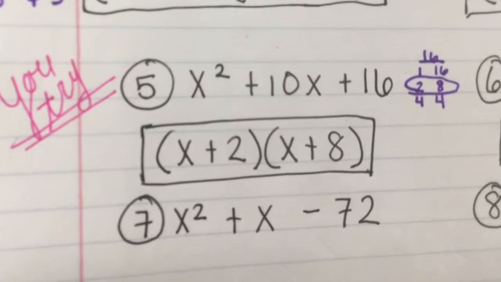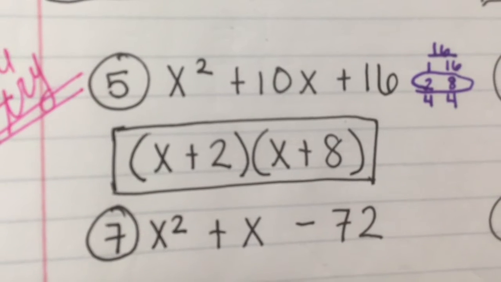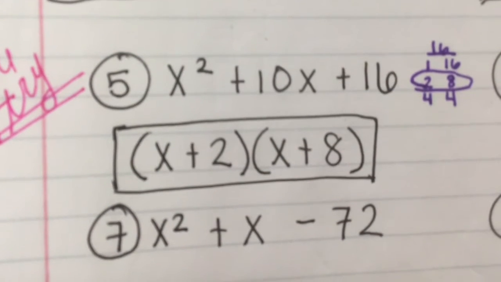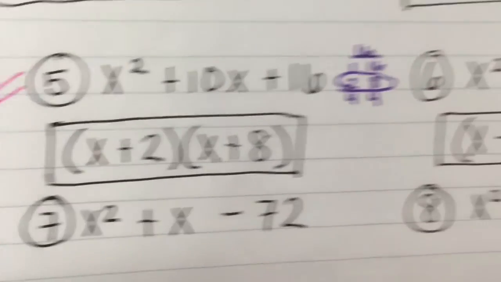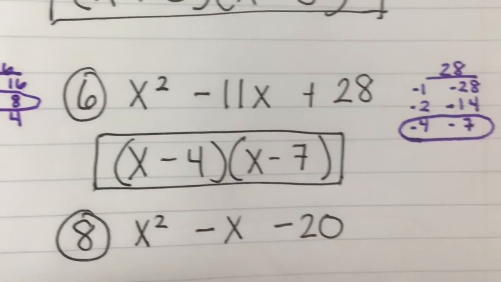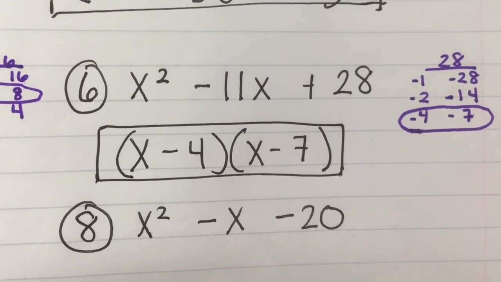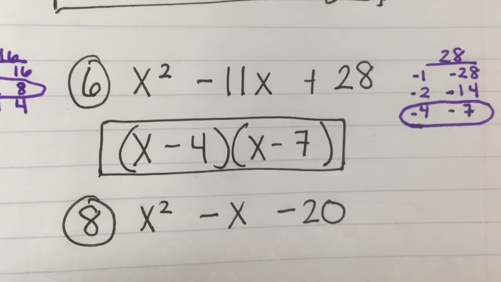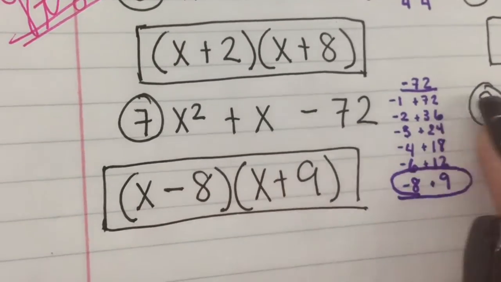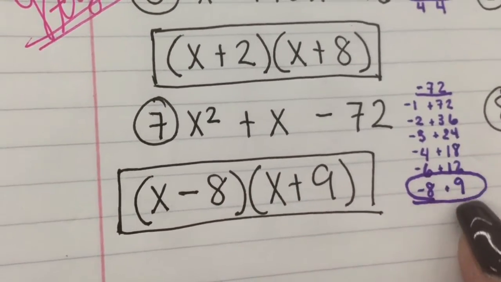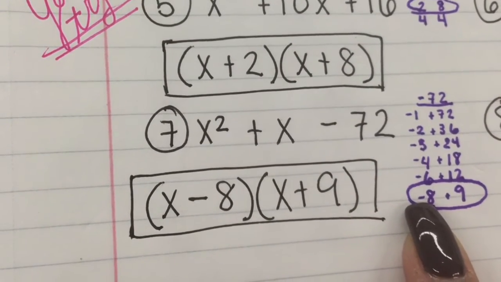So when you look at this first example, you list the factors of the last term 16, you find that 2 times 8 is 16 and 2 plus 8 is positive 10. In this second one, we have a -4 times a -7 is a positive 28, but -4 plus -7 is our -11 in the middle. Then we have this big -72 with all these factors, but we find that -8 plus 9 is what's going to give us that positive 1 in the middle.